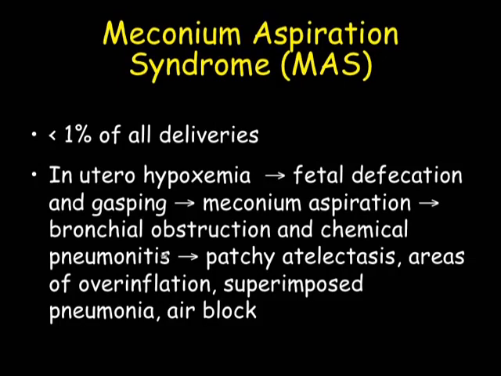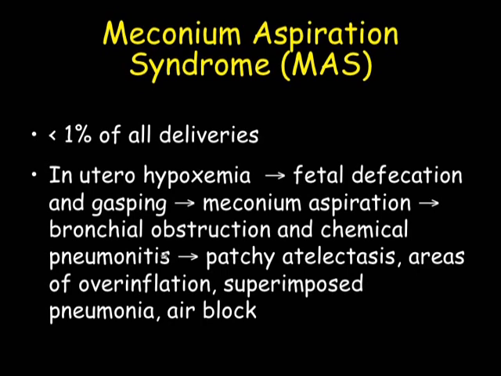When the baby is stressed in utero and they're term, they can have a gasp reflex and a poop reflex to that stress. So they end up with fecal defecation and gasping, and that's how they aspirate the meconium. Meconium can end up in the lungs. It can cause bronchial obstruction. It causes a chemical pneumonitis, and that will result in patchy atelectasis and areas of overdistension, just like any foreign body. And then they get a superimposed bacterial pneumonia.